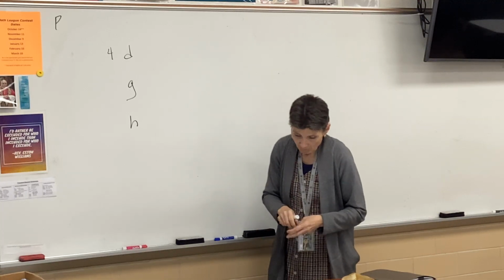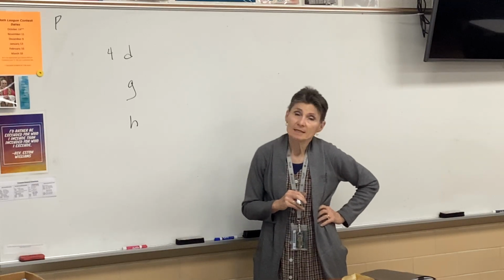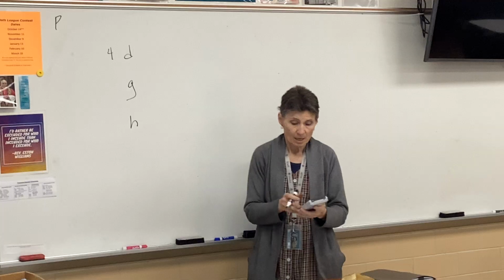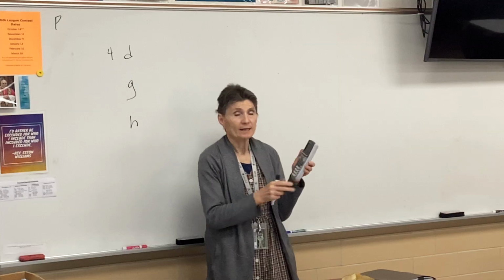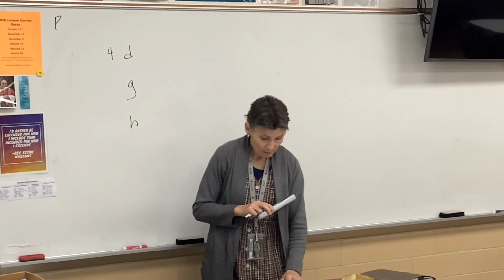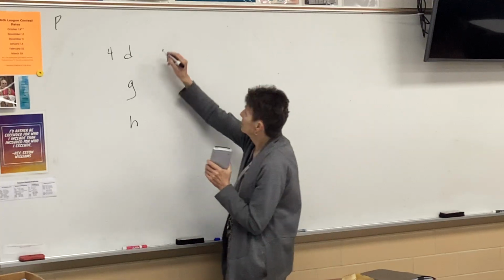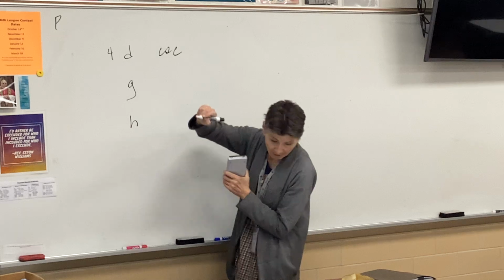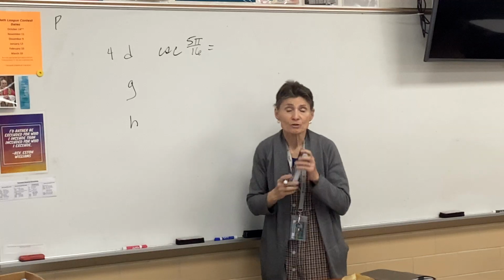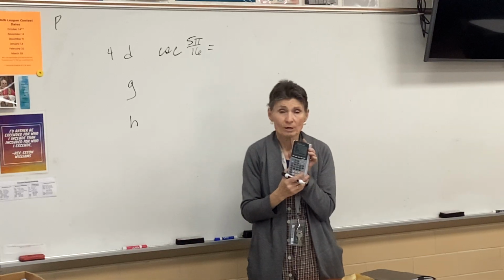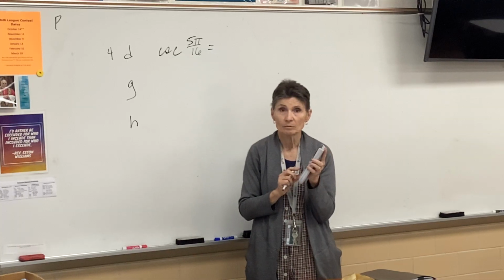First thing I notice about D, G, and H is that there is no degree mark. So I am going to go to mode, go down to radians and highlight it, because the angles I'm going to be putting into my calculator for problem D, for example, cosecant 5 pi over 16, are radian measures. So I have to tell my calculator we're going to be in radians. I highlighted radians, hit enter. Now I'm ready to go.